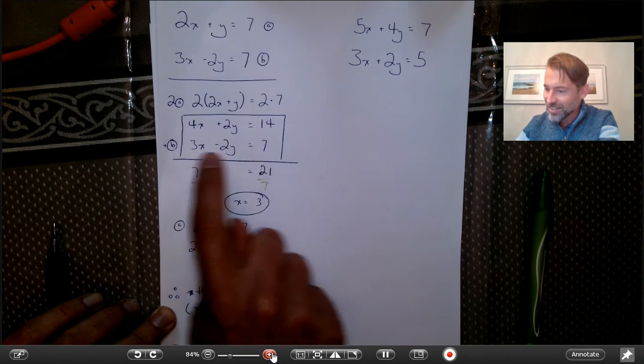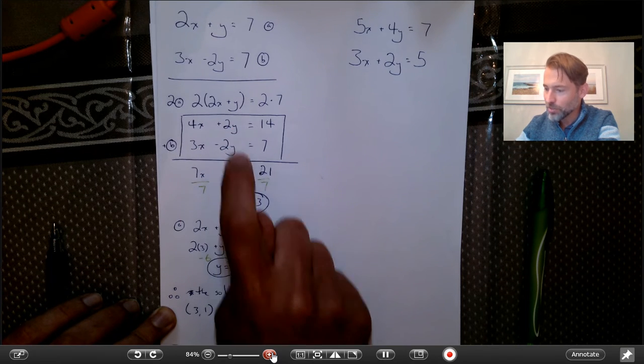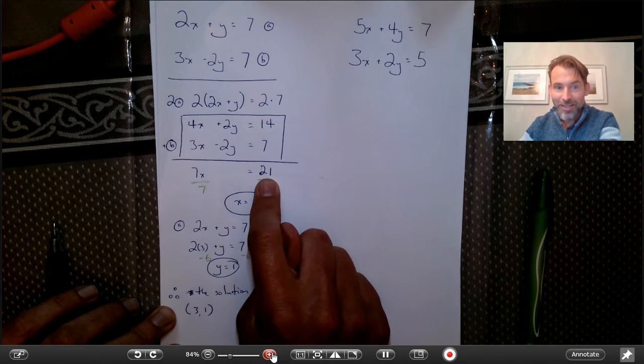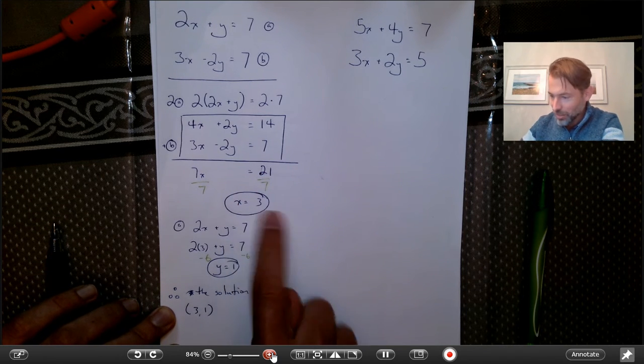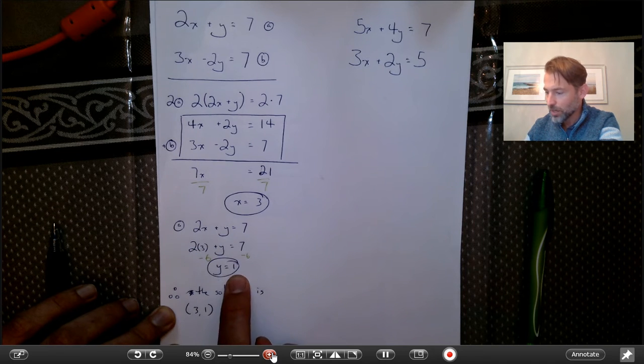Then I add that to this. That gives me 4x plus 3x equals 7x. 2y minus 2y gives me 0. 14 plus 7 equals 21. Divide both sides by 7 to get x equals 3. And then I go down here, substitute my x in to solve for y equals 1.